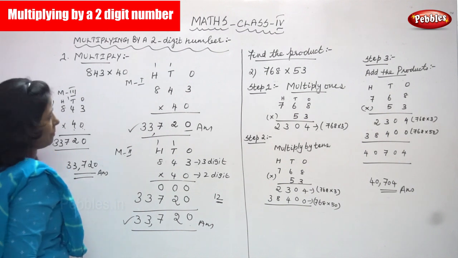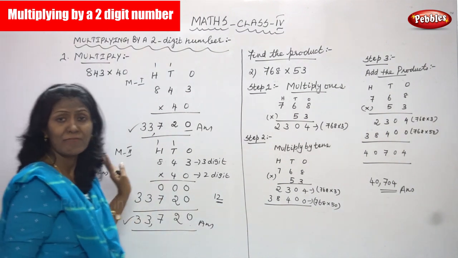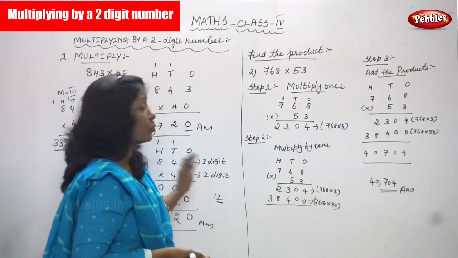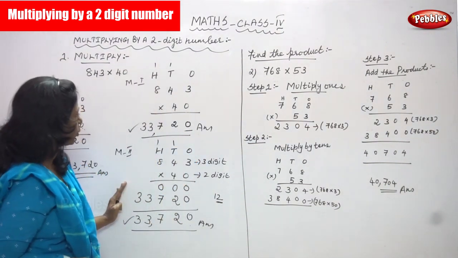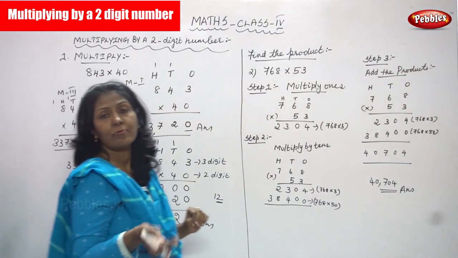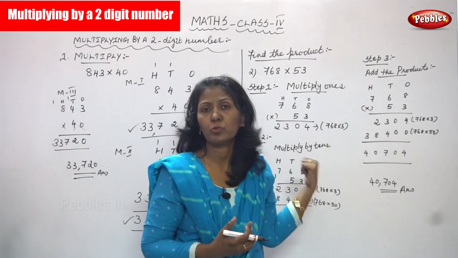This is also one method. So I've taught 3 methods, whichever is convenient for you. You choose a method, write it, and practice it. This is a long process, this is a simple process, this is also a simple process. Choose whichever is convenient for you.